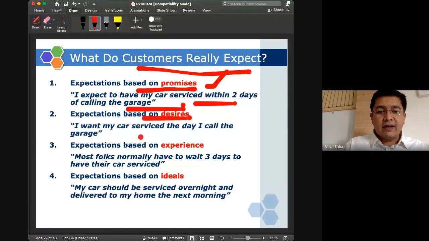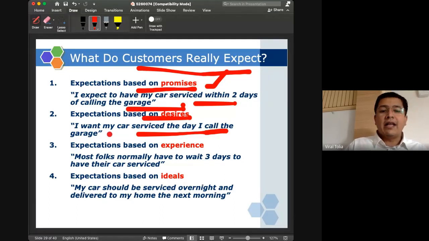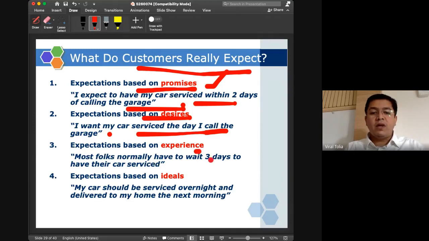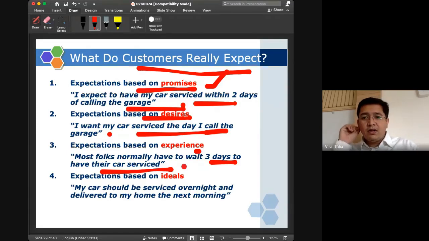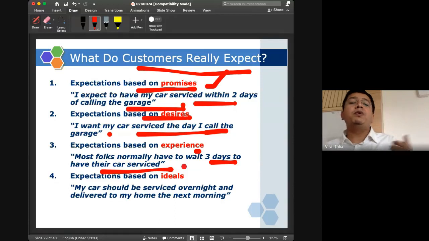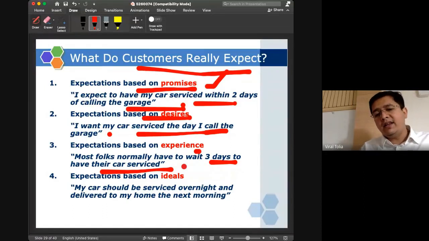Expectation from desires. I want my car serviced the day I call the garage. From the desire point of view, customers really expect something out of you. On the experience basis, most folks normally have to wait 3 days to have their car serviced. That can be practically possible. That is the practical experience, and from that they are talking, and they really expect you to do something about it. Whereas other people are taking 3 days, you only make them wait for 1 day. They'll be more than happy to come back to you again and again. And eventually they will keep on purchasing the product from you. So this is a logical and very practical thing.